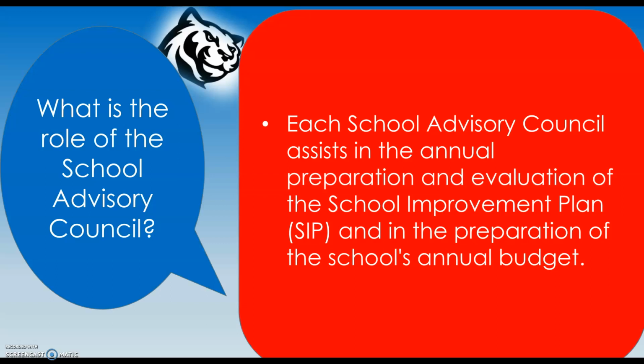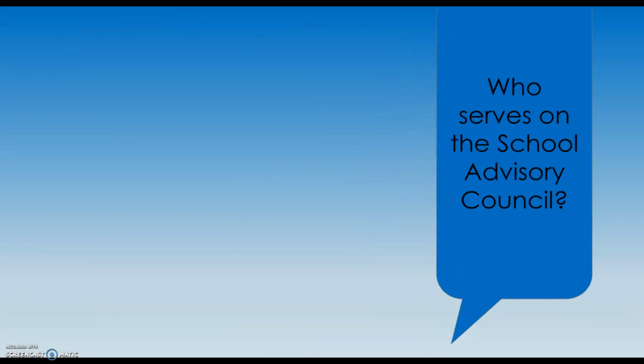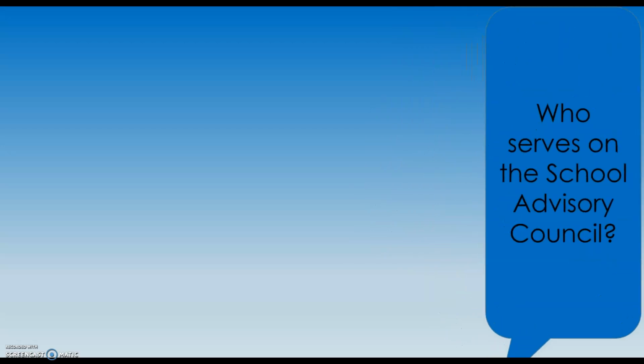So what is the role of the school advisory council? Every council basically assists in the annual preparation and evaluation of our school improvement plan. They also assist the principal in the preparation of the school's annual budget. So we'll discuss things that we would need to spend our money on that are going to continue to help guide us and move us toward those school improvement goals.